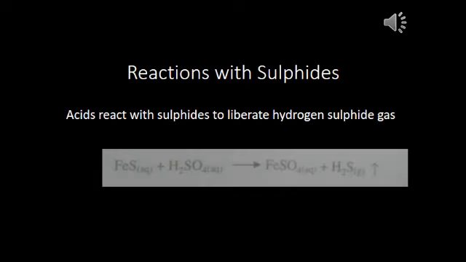The last chemical reaction of acid is reaction with metal sulfides. Acids react with metal sulfide to liberate hydrogen sulfide gas. Here they have given you an example. When iron sulfide reacts with sulfuric acid, it will form iron sulfate as well as hydrogen sulfide gas.